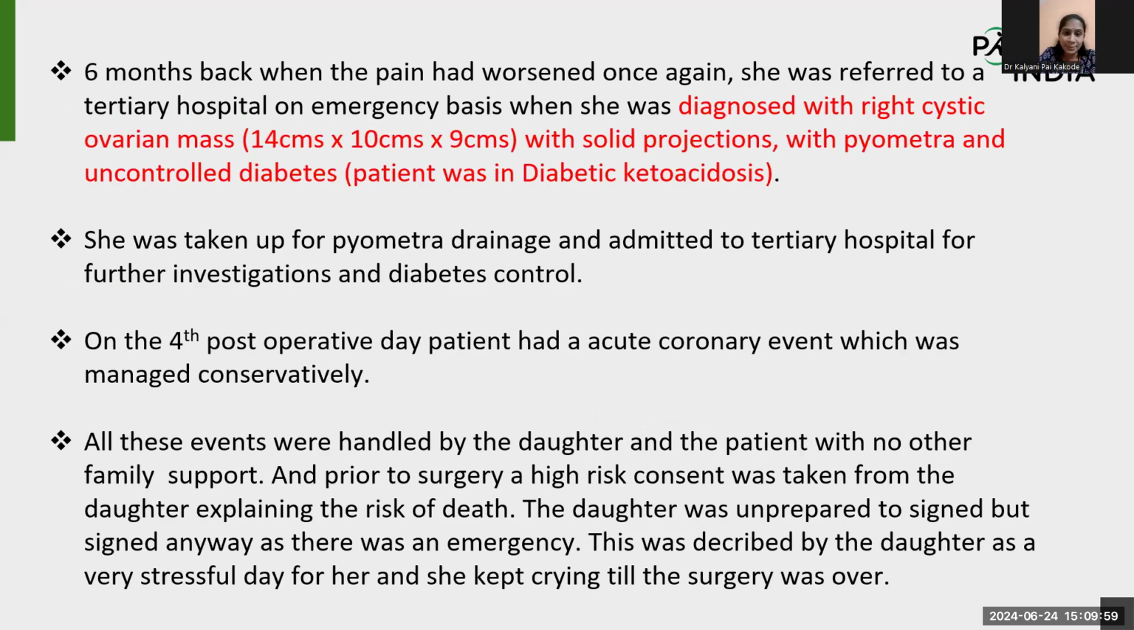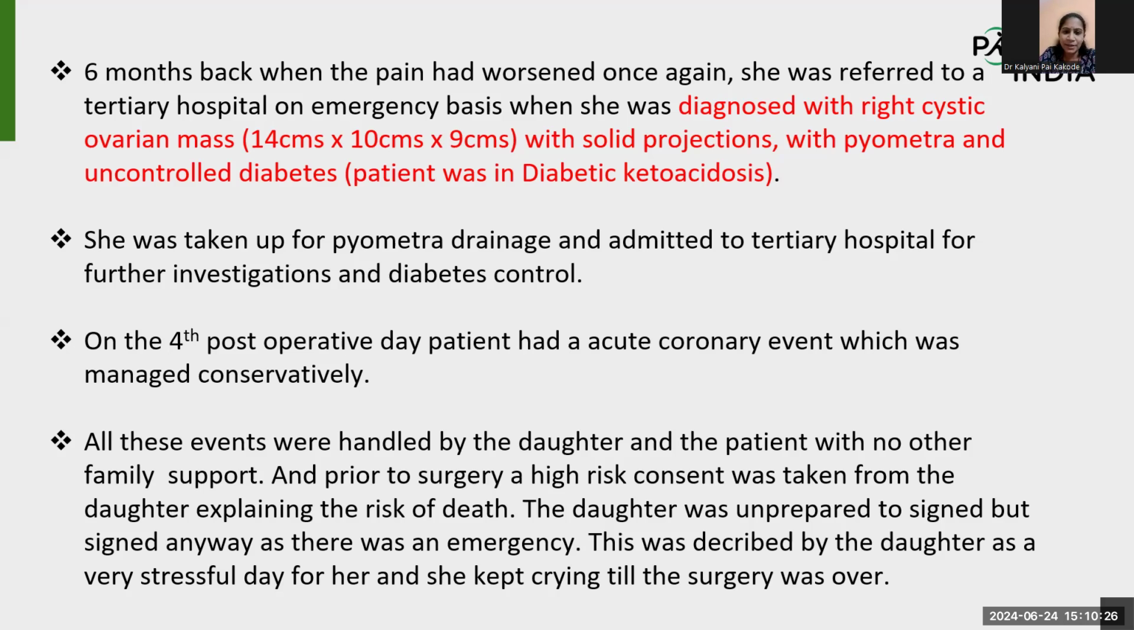Now, what happened 6 months back was this 82-year-old female developed a sudden abdominal pain, and for which she was referred from that primary health center to a tertiary hospital on emergency basis. So here, when the ultrasound was done, she was diagnosed to have a right cystic ovarian mass, approximately 14 by 10 by 9 centimeters, and it had solid projections.